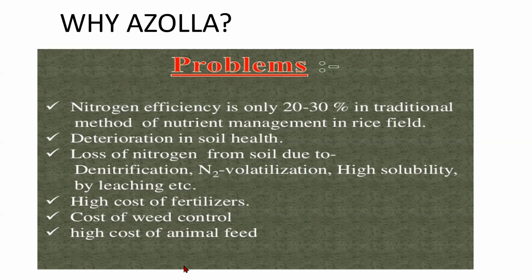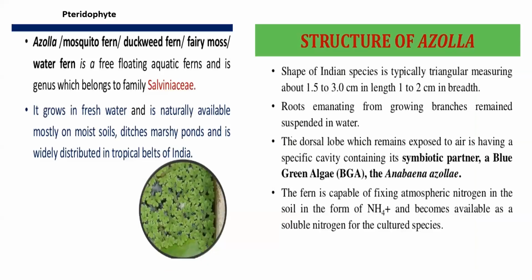And again, there is the high cost of animal feed. When you want to use nitrogen as animal feed to improve the health of animals, those who keep goat or poultry farms add nitrogen supplements. So that becomes costlier. These are some of the basic problems which lead to the cultivation of a cleaner fertilizer, a biofertilizer. Azolla is otherwise called mosquito fern, duckweed fern, fairy moss.